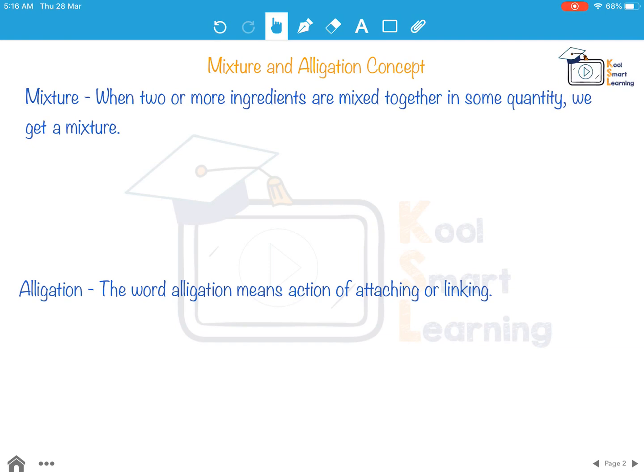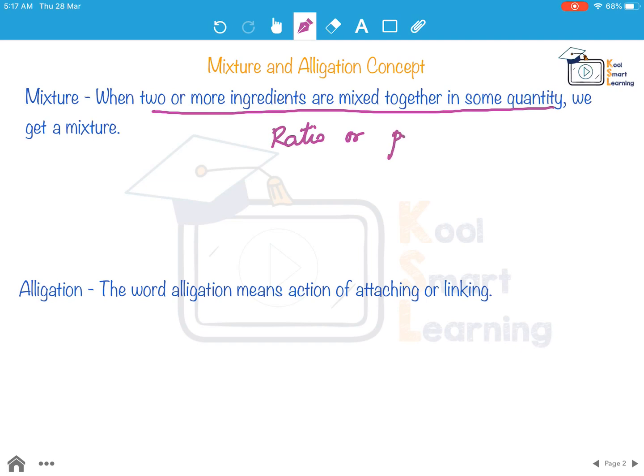First of all, what do we understand by mixture? When two or more ingredients are mixed together in some quantity, we get a mixture. Very simple definition of mixture. Now, when we are mixing two or more quantities, their proportion in which they are mixed is normally expressed in ratio or percentage.